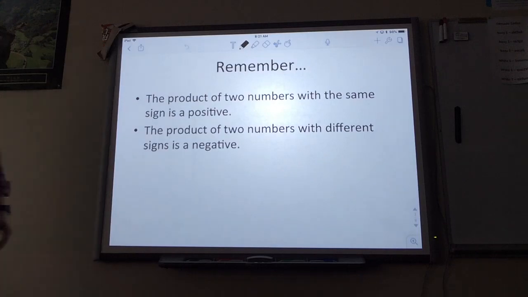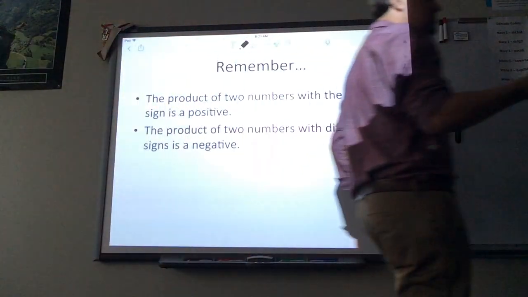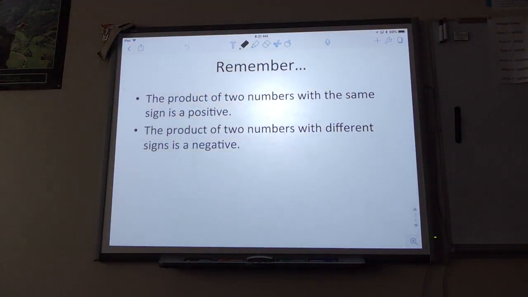So two positives multiplied together obviously is going to be a positive answer. Two negatives multiplied together, those cancel each other out and also equal a positive. Okay, two products with different signs equal a negative, because nothing is going to cancel out.